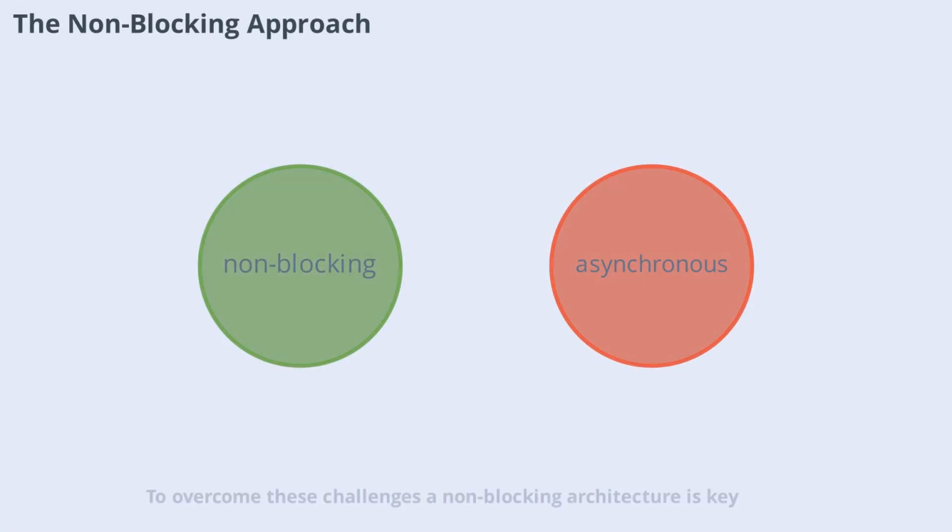To overcome these challenges, a non-blocking architecture is key. Instead of letting session management block critical threads, we design the system to handle tasks asynchronously. This means that even when one part of the app is busy, others can continue working smoothly. By separating concerns and keeping the network layer stateless, we ensure that session management doesn't become a bottleneck, even under heavy load.